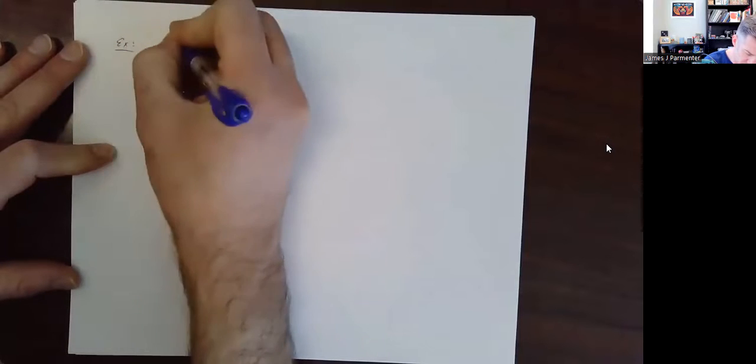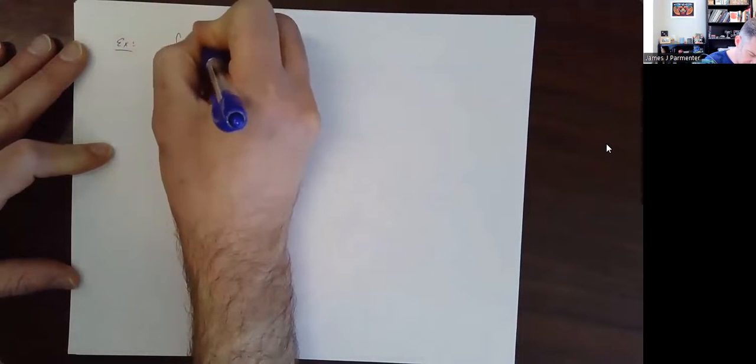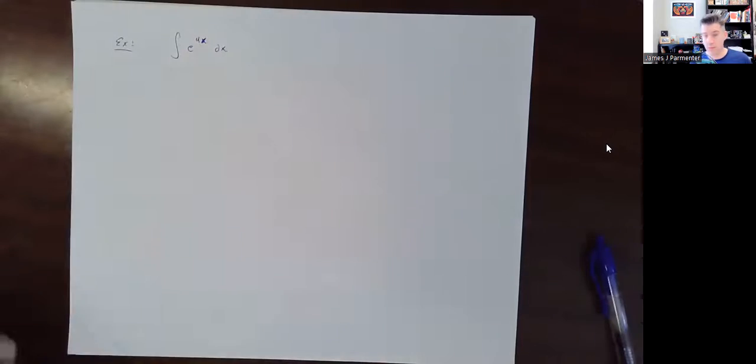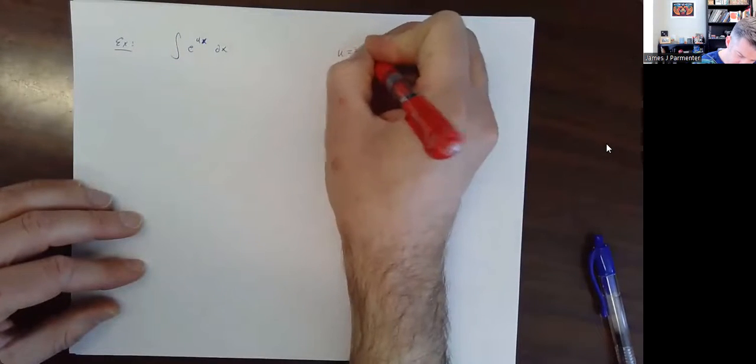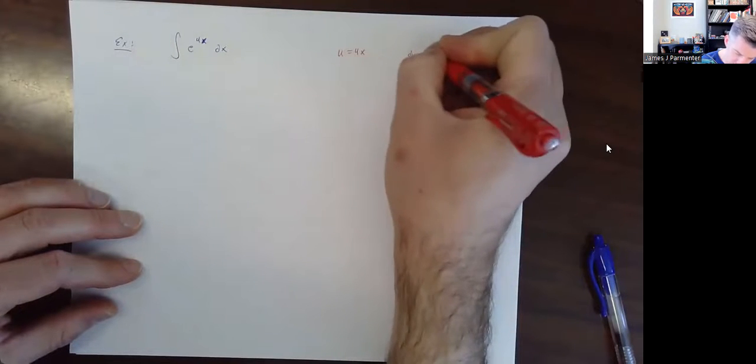But if you want to address the idea of what I call a mini substitution, someone could ask you to do the integral of e to the 4x. And you could do a u sub. You could let u equal 4x. The du is going to be 4 dx.